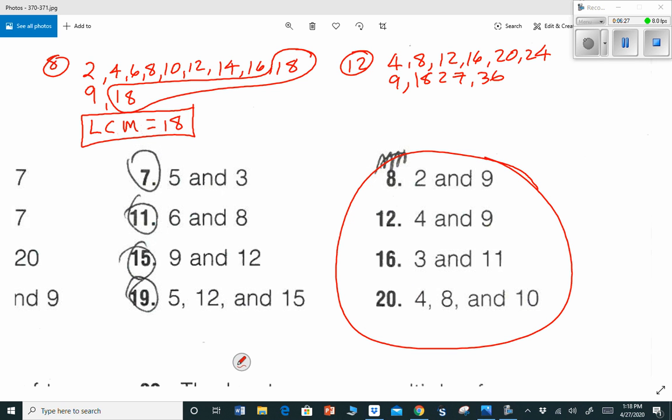Okay, so on number 12, we've gone pretty far and we haven't found anything yet. So 24 is lower than 36, so keep going on that list. That's 28, 32, and finally 36 is our LCM there.